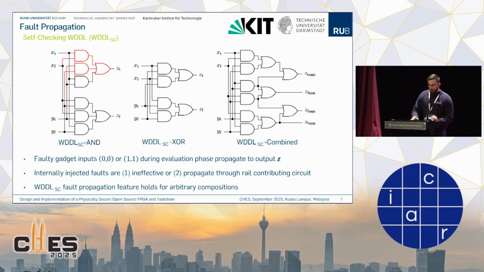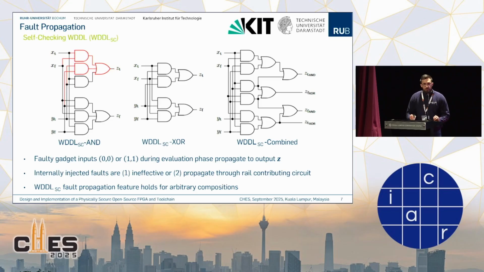Okay, so I already mentioned that we want to propagate faulty states in some way. For the control secure region, we introduced the self-checking WDDL gadgets, which are based on the original WDDL. On the left side, we have the self-checking AND version, which needed to be adapted such that a faulty state 0-0 or 1-1 on any of these inputs is going to propagate to the output of the gadget. Additionally, if a fault is injected internally in such a gadget, then it's going to be contributed to the rail that the circuit contributes.